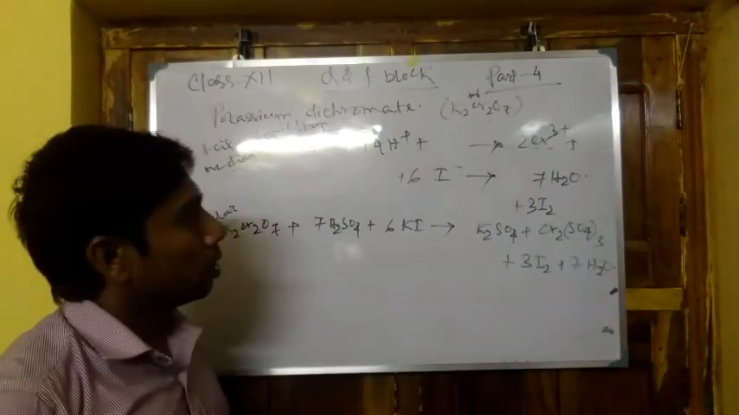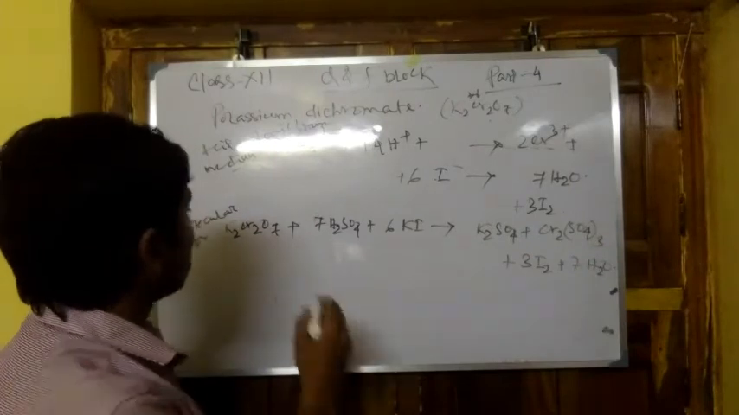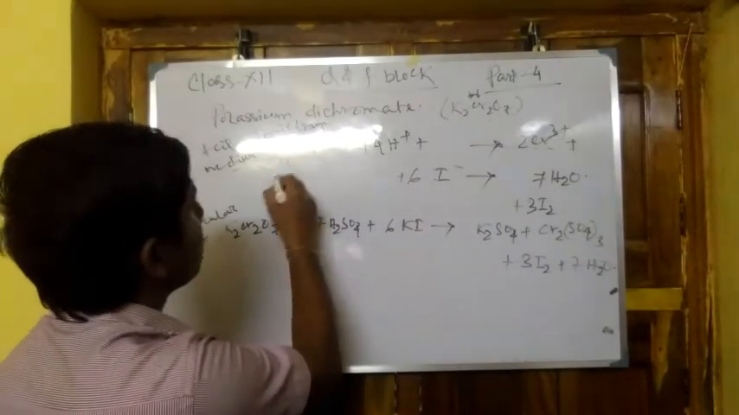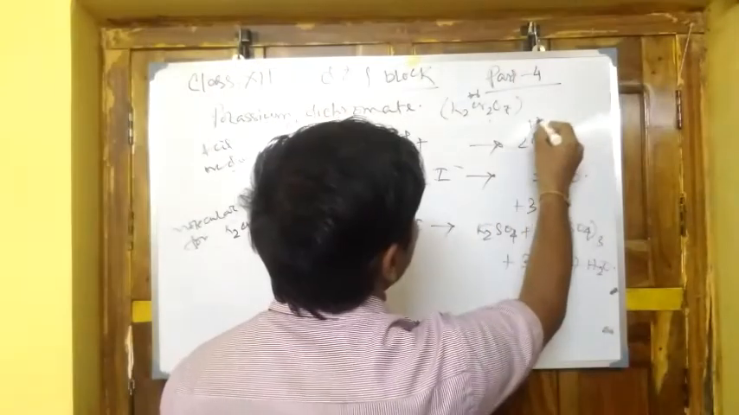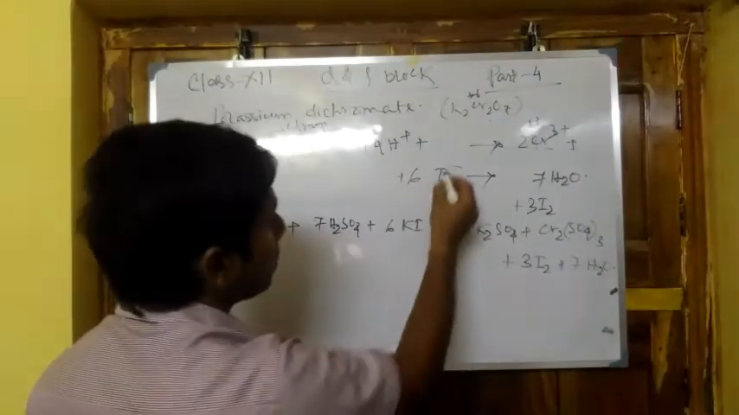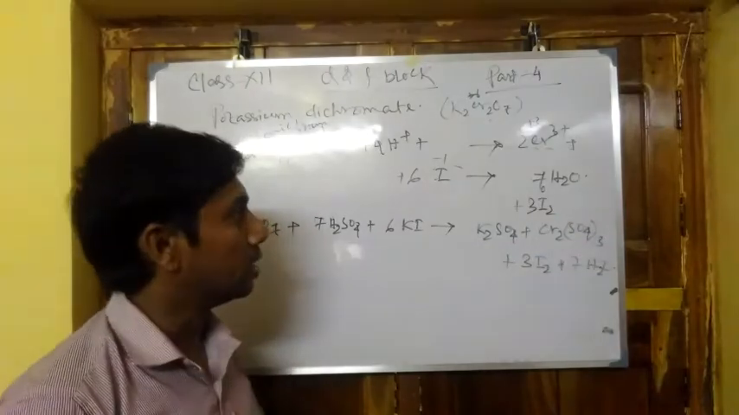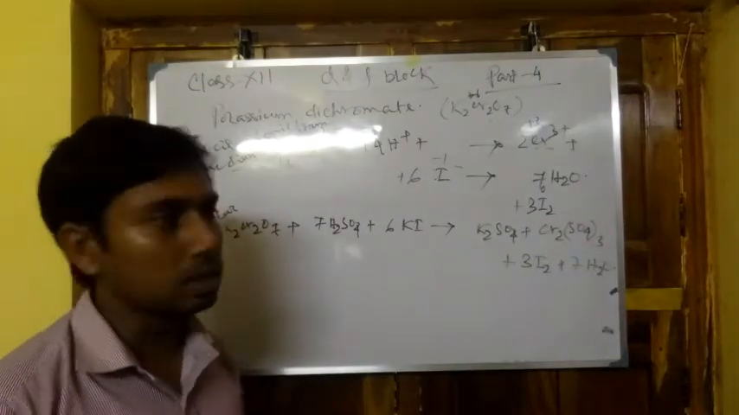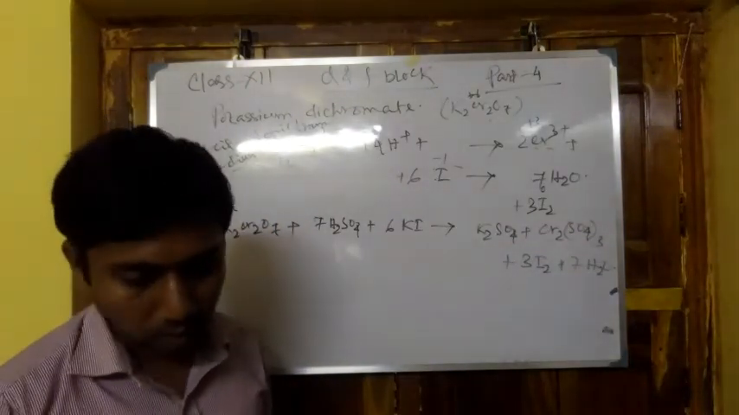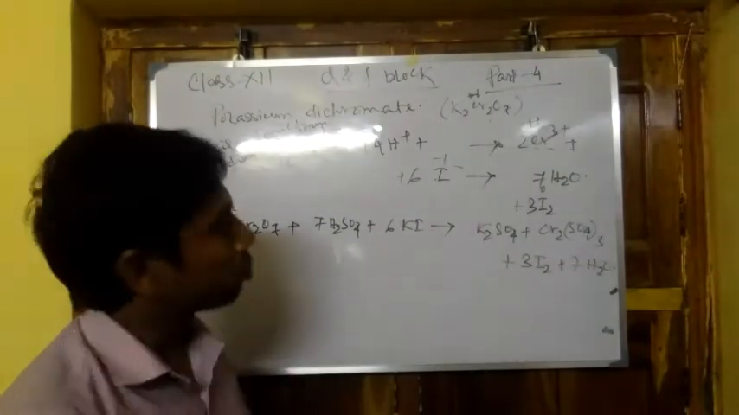So here Cr is in plus 6 oxidation state, here it is in plus 3, so it will be reduced, and I minus, that is minus 1 to 0, will be oxidized. So here dichromate works as an oxidizing agent. Another reaction, that is ferrous to ferric.